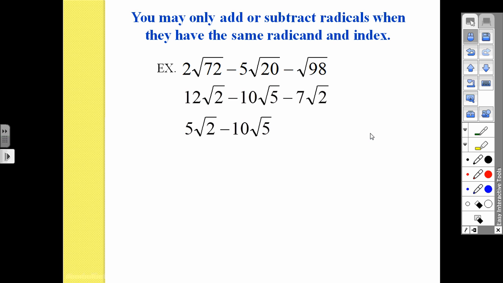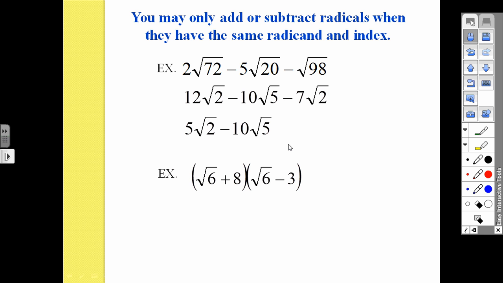So 72 is 36 times 2, we get 12 root 2. 20 is going to be 4 times 5, so we get 10 root 5. And then 98 is 49 times 2, so we get 7 root 2. As you can see, the 12 root 2 and the 7 root 2 can actually be combined together. The 10 root 5 has to be left alone. So 12 minus 7, we get 5 root 2, and then just minus the 10 root 5. And that's it. That's as far as you can go.